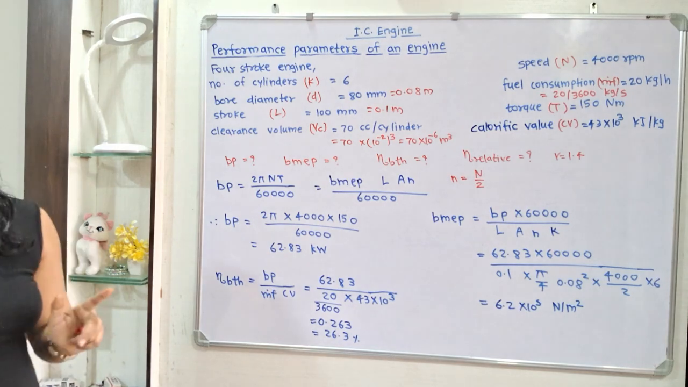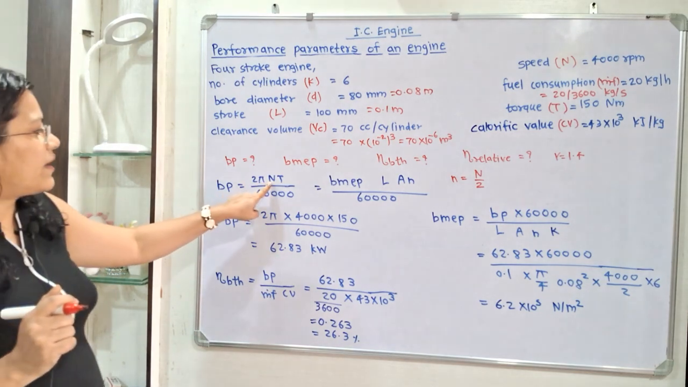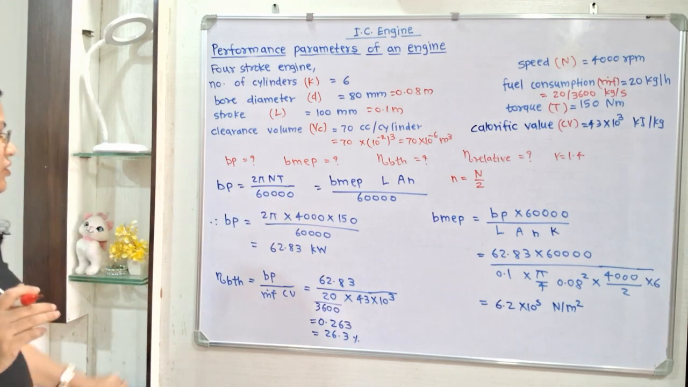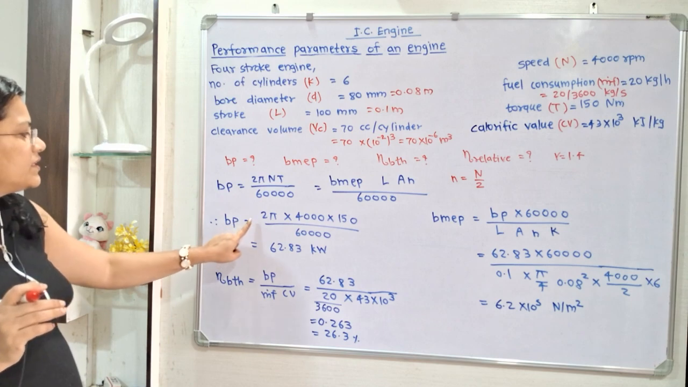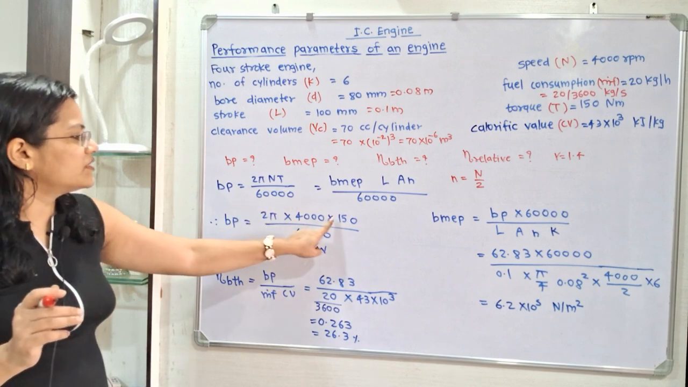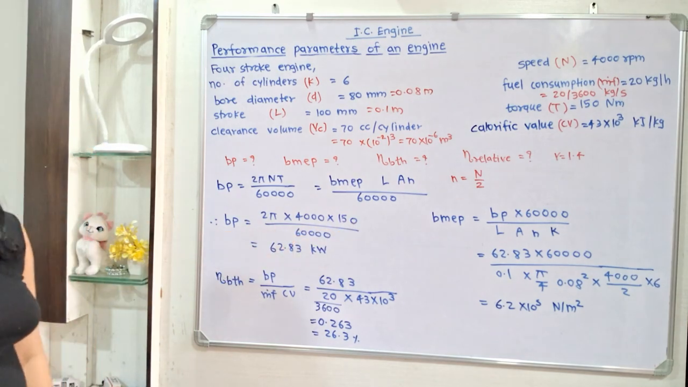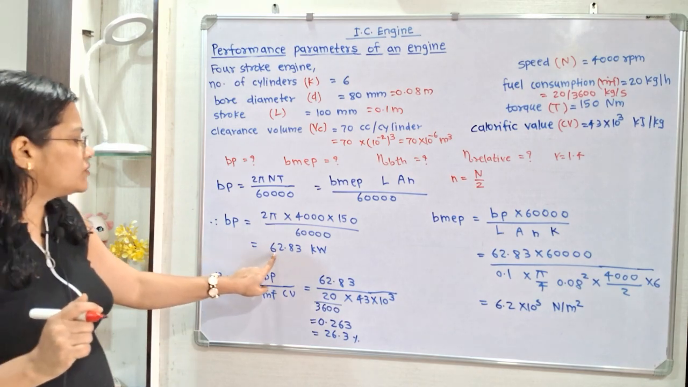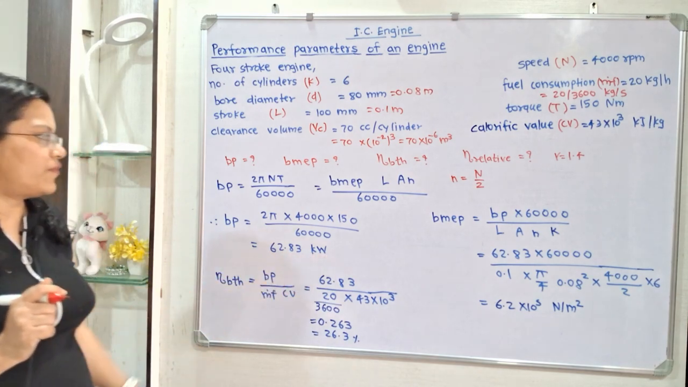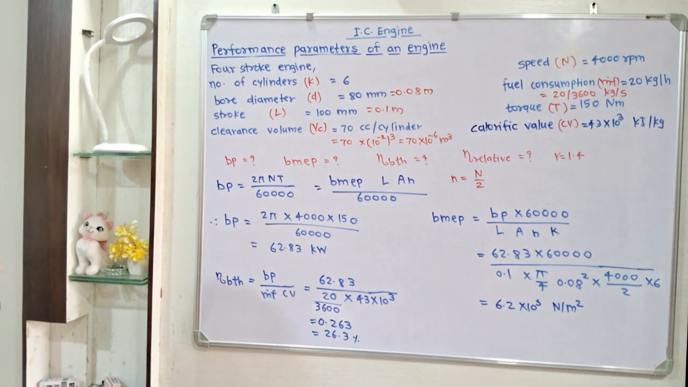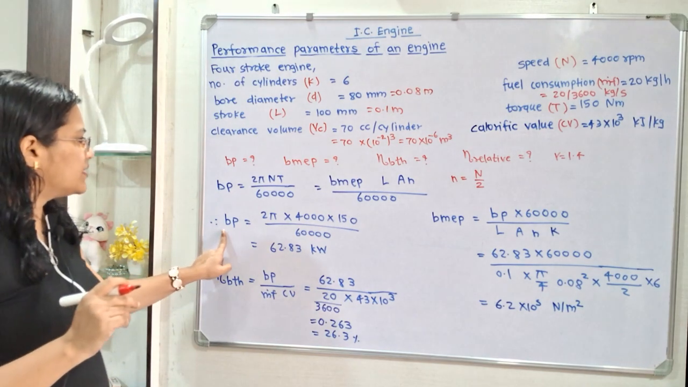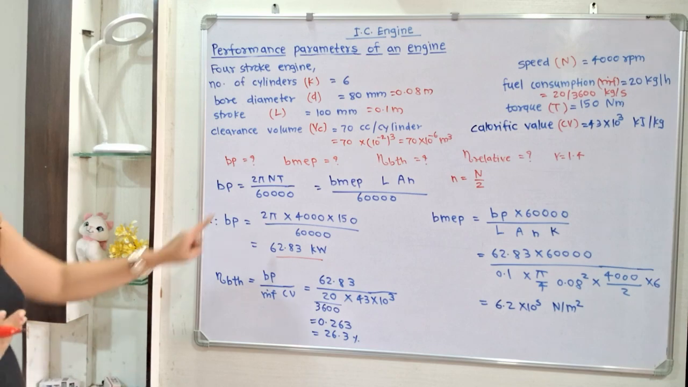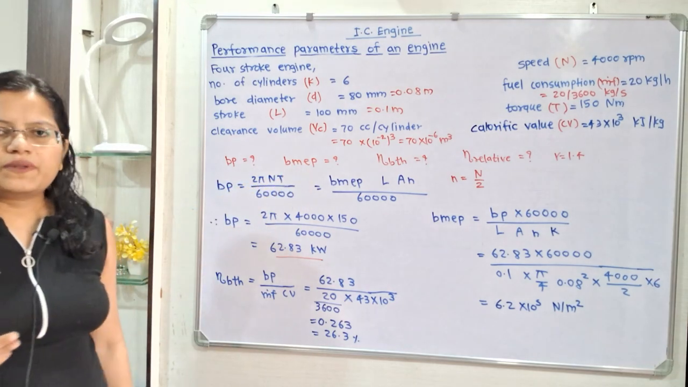Now we will first find out the brake power. The value of capital N is known, and the value of torque is also known. So we put the values: BP is equal to 2 pi into 4000 into 150 by 60,000. So brake power, which is known as the output power, is equal to 62.83 kilowatt. Its unit is kilowatt. So this is the answer of the first question. Now we will move to the second, brake mean effective pressure.